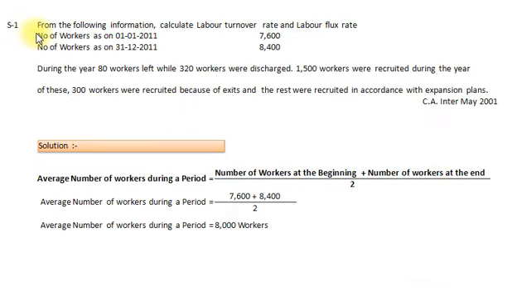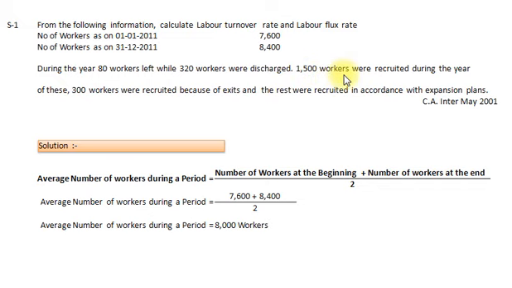Here is the first question. From the following information, calculate labor turnover rate and labor flux rate. Number of workers as on 1st January 2011: 7,600, and number of workers as on 31st December 2011: 8,400. During the year, 80 workers left while 320 workers were discharged.